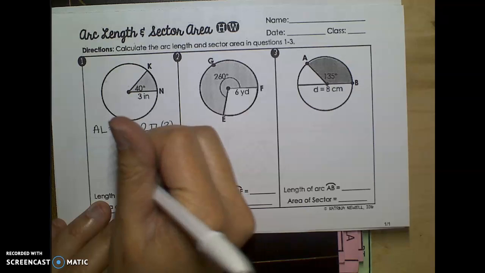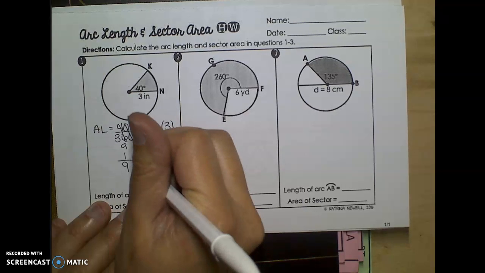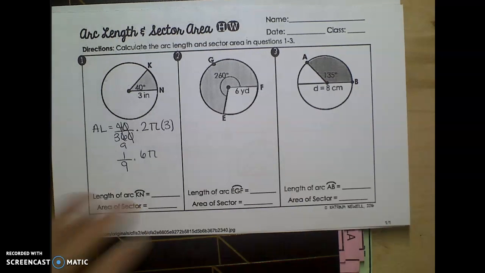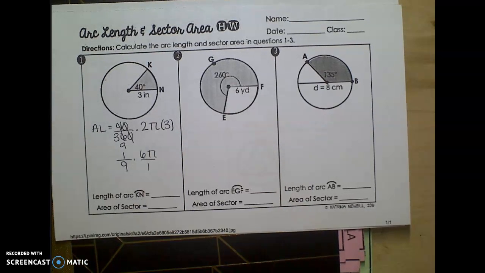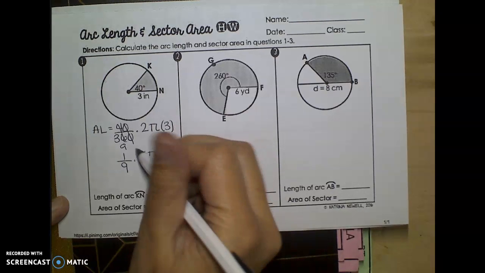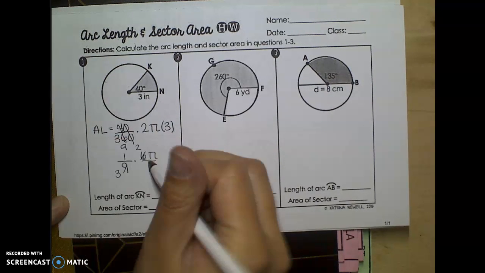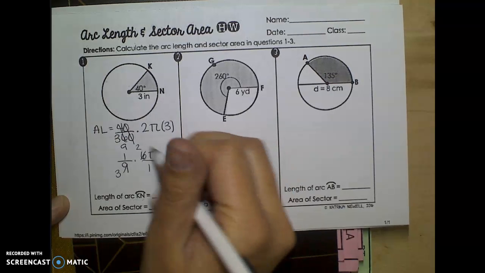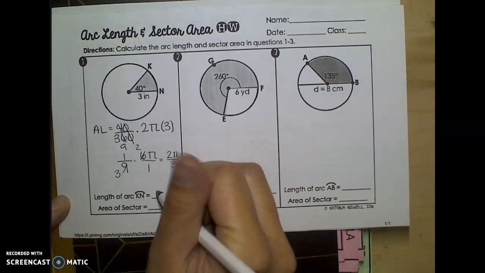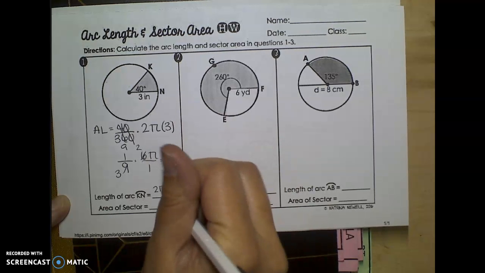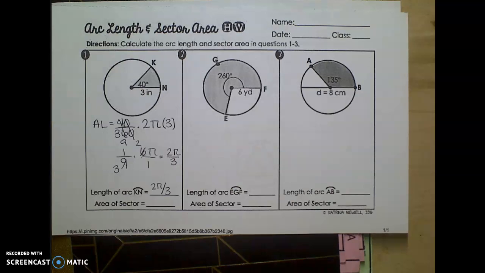So this fraction is going to turn into 1 over 9 times 6 pi. And then I can cross cancel as well, because really this is over 1. And so 3 will go into both of these, 2 times here, 3 times there. And so the exact arc length is 2 pi over 3. We can get an approximate one.